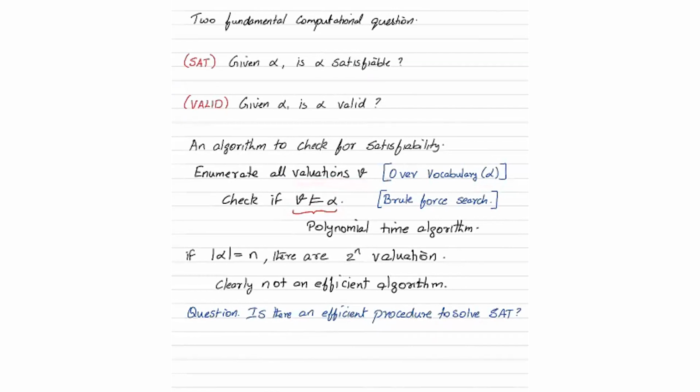Now, how many valuations are there? If the size of the formula is n, then you have order of 2 to the n valuations. So clearly, this is not an efficient algorithm. This is basically a brute force search. It solves the problem, and it's highly inefficient, right? So the basic question is: is there an efficient procedure to solve satisfiability? And it turns out that the answer is no.